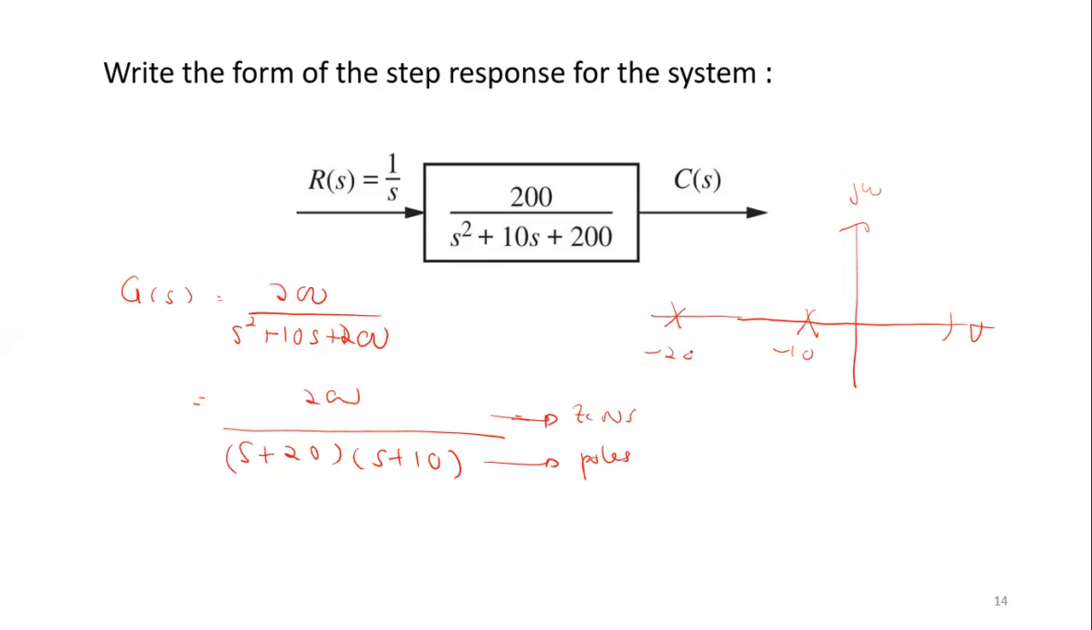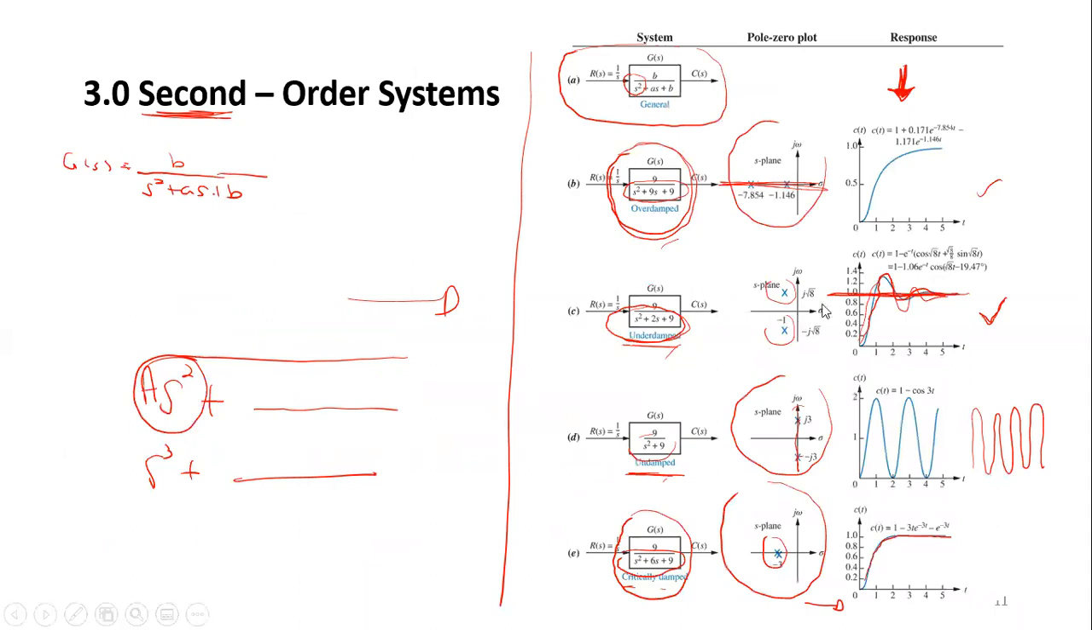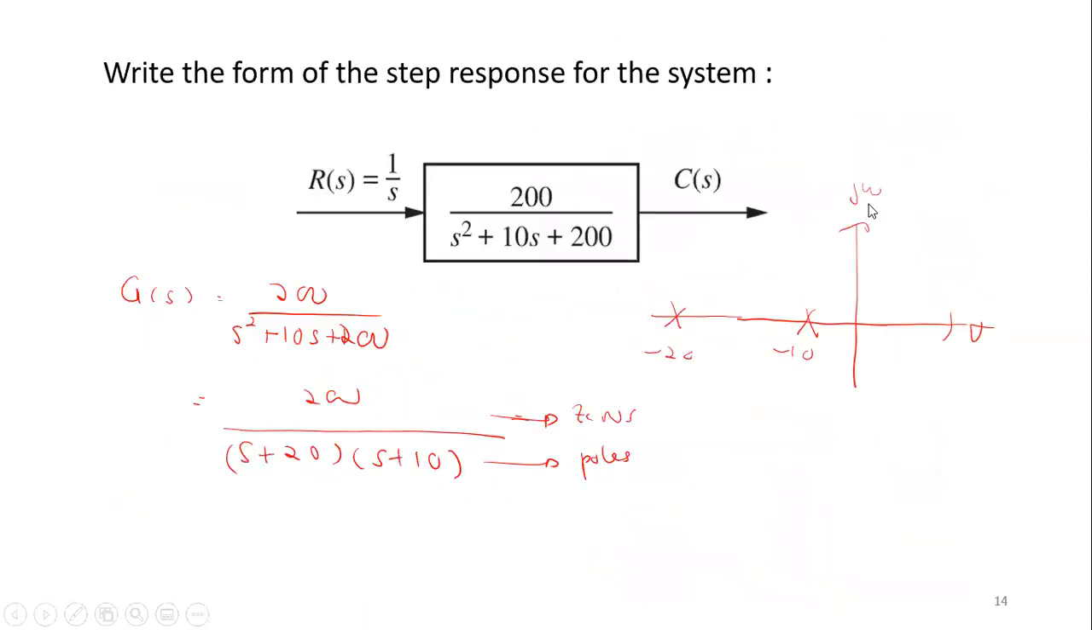Okay, so look at the table. For two poles at the real part, what are you going to get? You're going to expect that this is an overdamped response here.